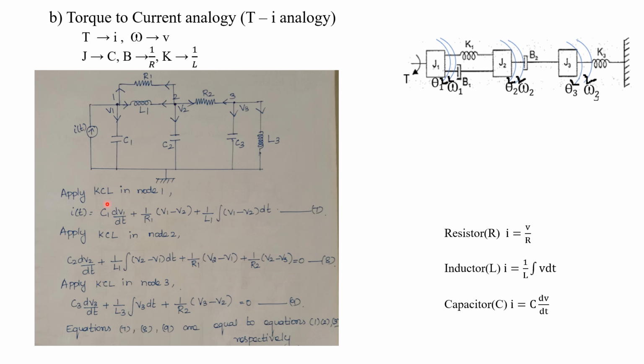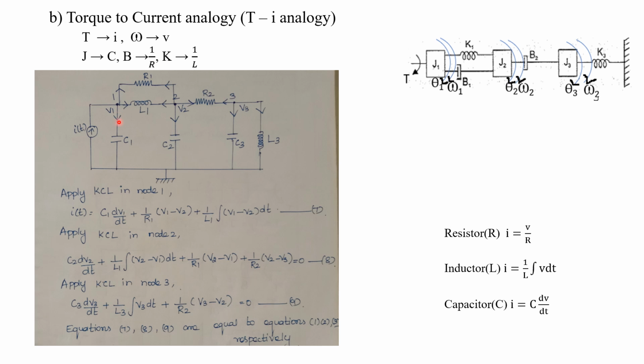Now in node 1, we can apply Kirchhoff's current law, KCL. In KCL, the sum of the incoming currents will be equal to the sum of the outgoing currents. What about the incoming current here? There is a single incoming current, that is I of t. So this I of t will be equal to the outgoing currents. There are 3 outgoing currents, and we have to write each and every outgoing current by using this formula. This is the formula for the current flowing through each and every element. This you should study, then only we can write all these equations.